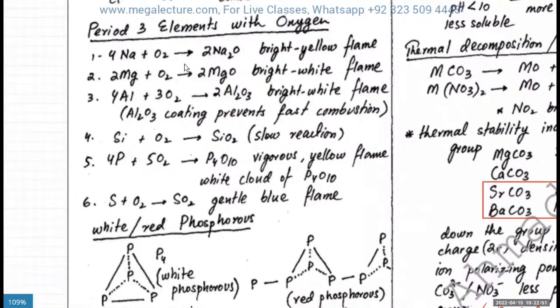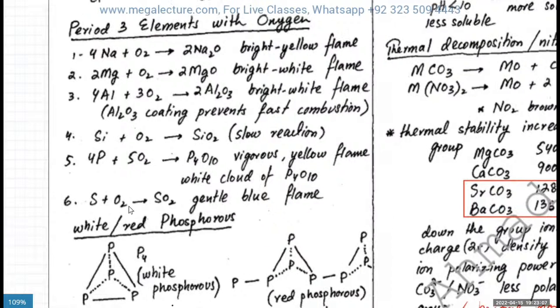What happens when sodium burns in oxygen? It produces a bright yellow flame. Magnesium burns in oxygen, that produces a bright white flame. Aluminium also a white flame. Silicon has a very slow reaction. Phosphorus has a vigorous yellow flame, it's a vigorous reaction, and a gentle blue flame for sulfur. Remember these flame tests.